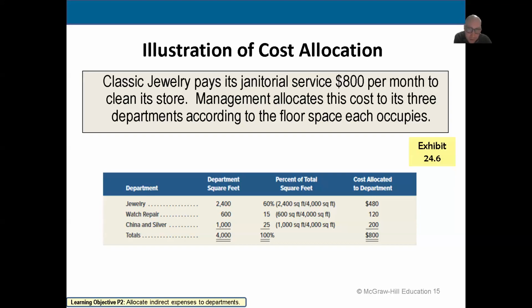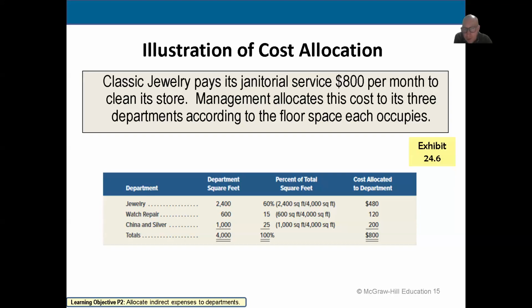And here's how it works. The bill is for $800 for the month. So we know that we have to allocate a total of $800. We allocate this based on, here's the basis, total square feet of each department. The total store is 4,000 square feet. The jewelry department is 2,400 square feet. Watch repair is 600 square feet. And china and silver is 1,000 square feet, a total of 4,000.